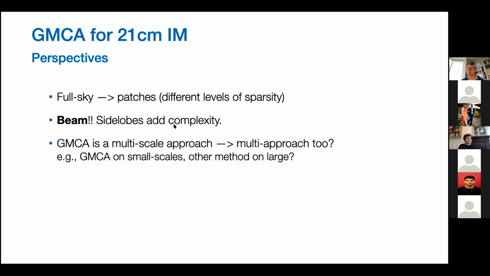We started to look at the beam. Here I've used a Gaussian beam, but the beam has side lobes, so it adds also more complexity to it. And we are thinking about trying to break down in scale the GMCA approach. Thanks to the wavelet filtering, we can have a different mixing matrix according to different scales. So we can start playing around with GMCA on small scales while it performs well, and maybe couple it to other methods at the larger scales.